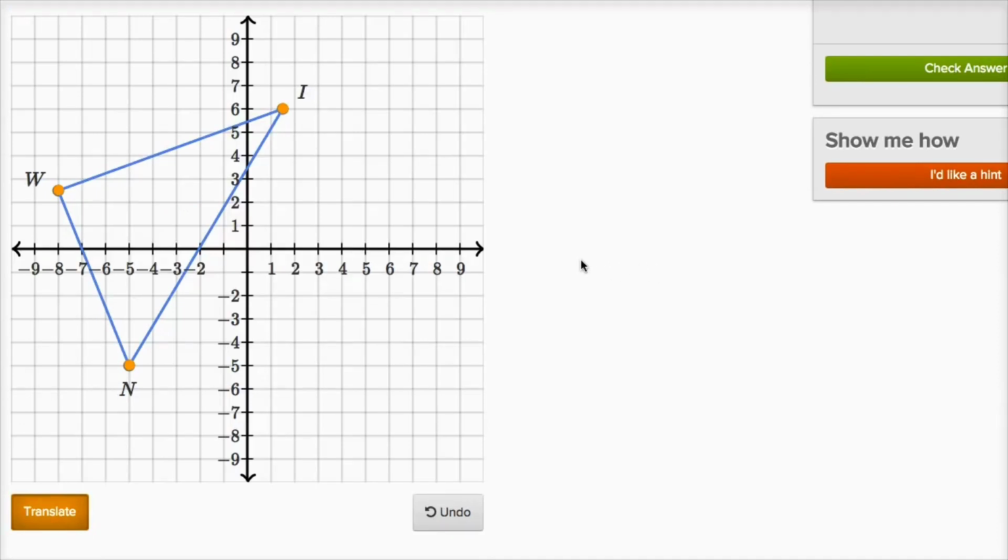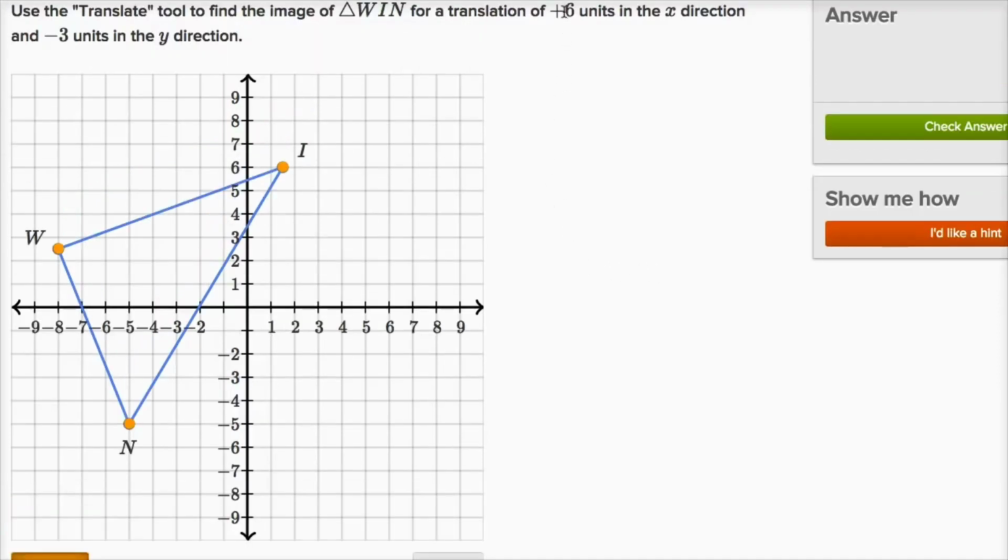I want to go positive 6 units in the x direction. So I could pick any point and go 6 to the right, and everything else is going to come with it. So 1, 2, 3, 4, 5, 6. So I did that part. I translated positive 6 units in the x direction and negative 3 units in the y direction. So everything needs to go down by 3.